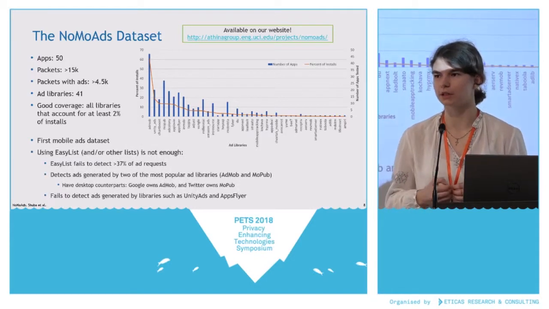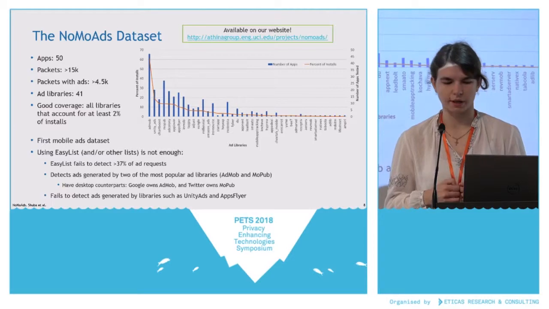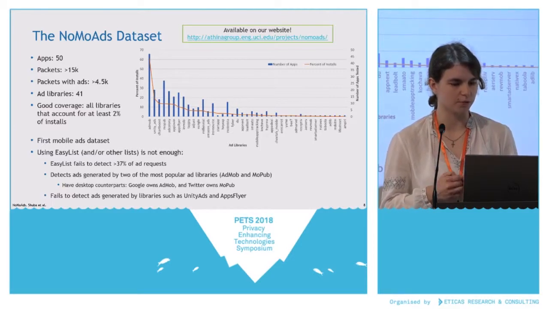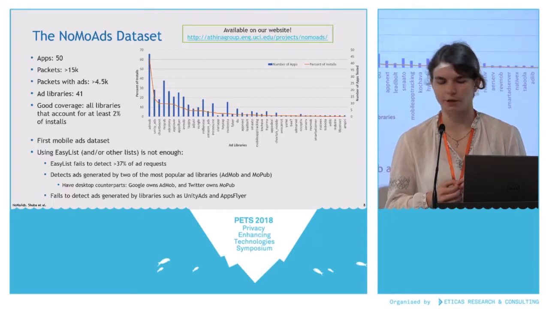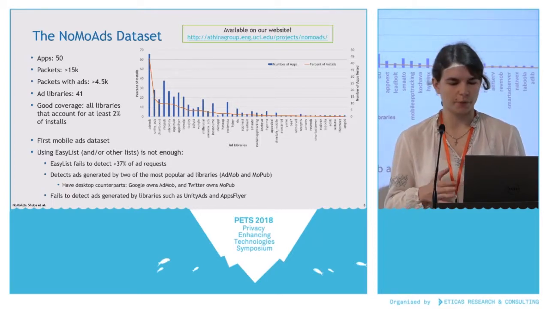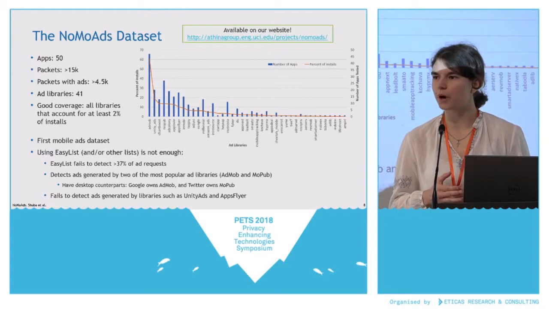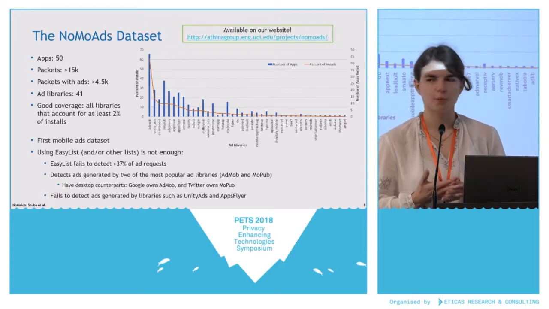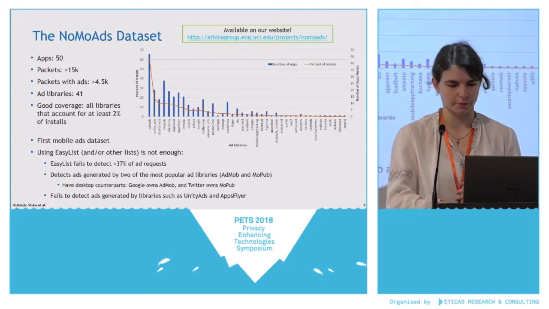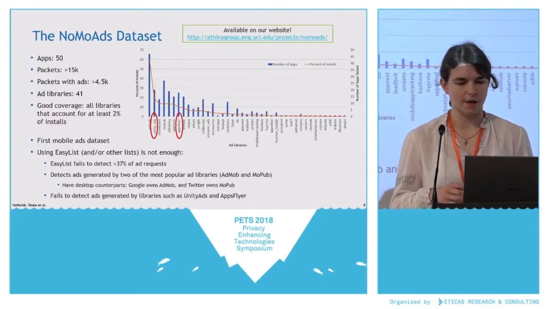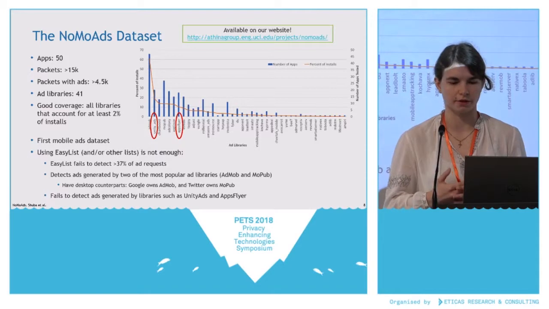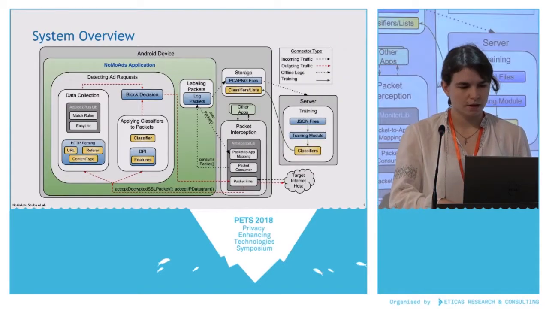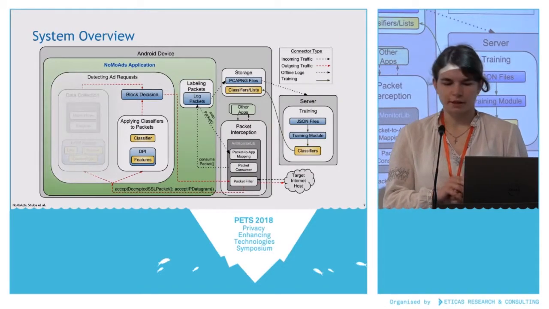Using EasyList alone is not enough to collect a good mobile ads data set, as it fails to detect 37% of ad requests. It can detect ads by popular ad libraries such as AdMob and MoPub, which have desktop counterparts, but fails to detect other popular ad libraries such as Unity Ads and AppsFlyer that are over there. And as you can see, they actually have a lot of installs, so they're quite important. So that concludes our data collection mechanism.